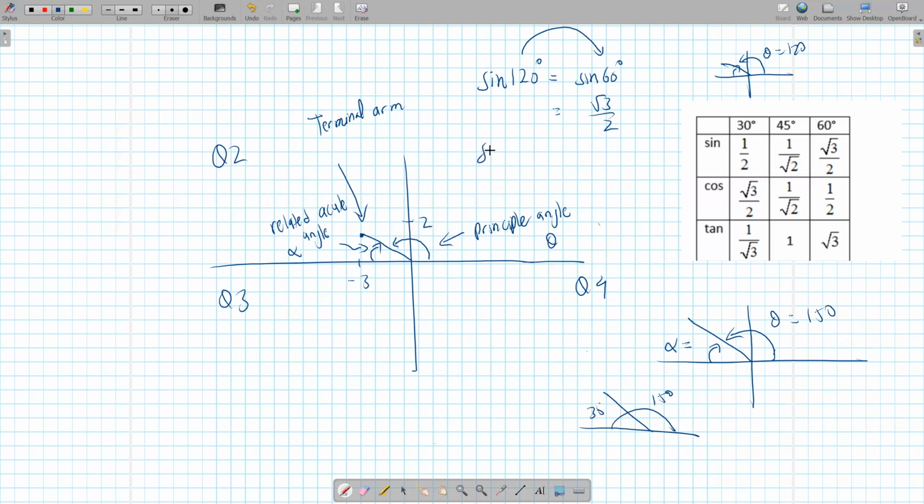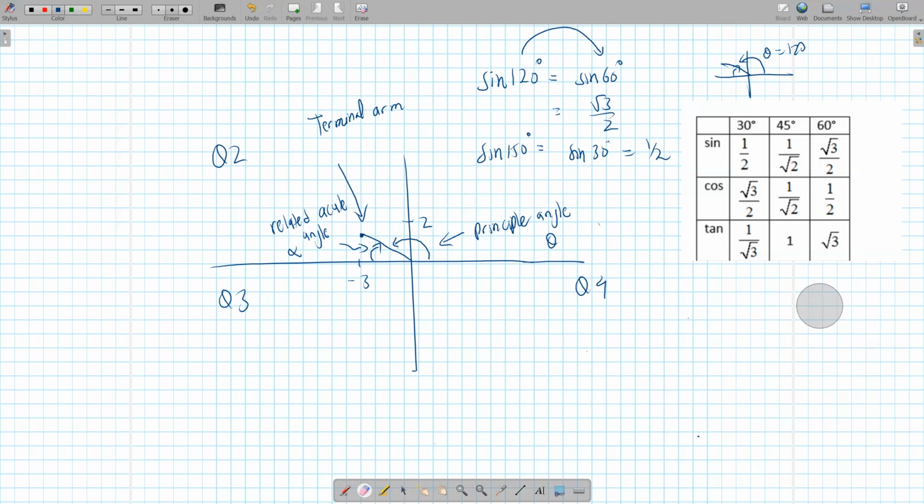So what does that mean for us? That means sine of 150 is equals to what? Sine of what? 30. Yeah, which is 1 over 2 and done. Simple enough? So we're just literally subtracting whatever the principal angle is from 180. But it's never that easy, is it?